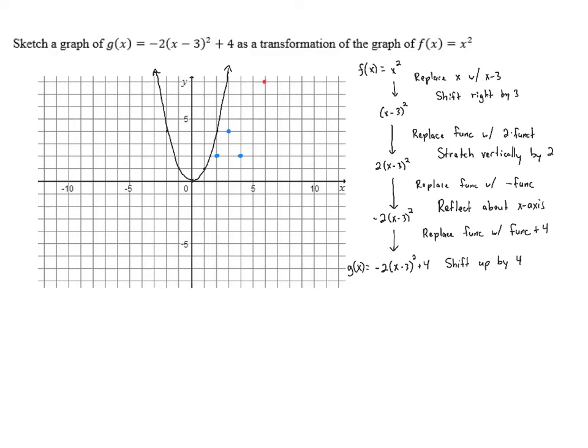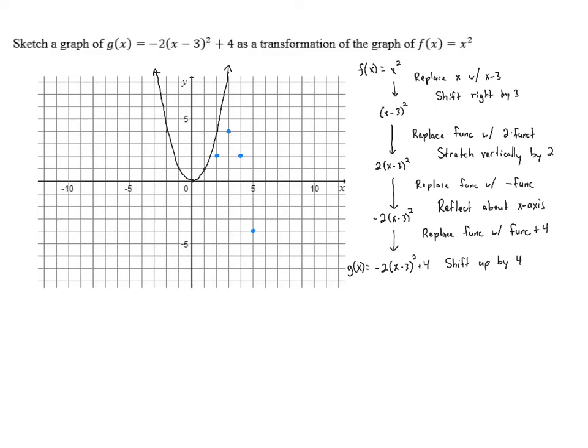So instead of being 8 units above the x-axis, it gets reflected all the way so that it's 8 units below the x-axis, all the way down here. And then lastly, we shift it up 4 units. So it was down here, we go up 4 units, 1, 2, 3, 4. And this is where it's going to end up going at 5, -4.